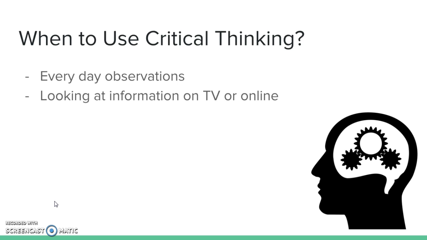Another way we need to make sure we're using our critical thinking skills is when we're looking at information on TV or online. We have to make observations and see if what we're presented is true or valuable or viable, and then make conclusions based on that evidence.